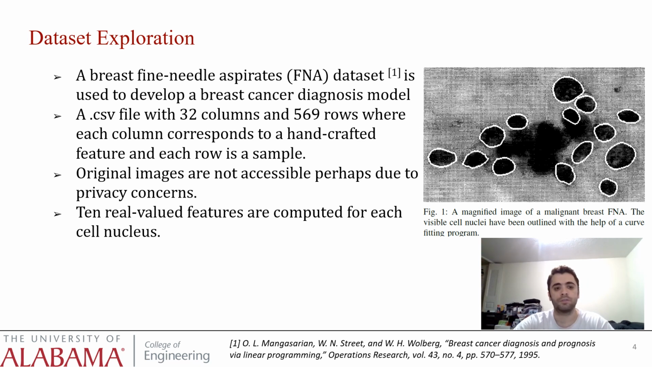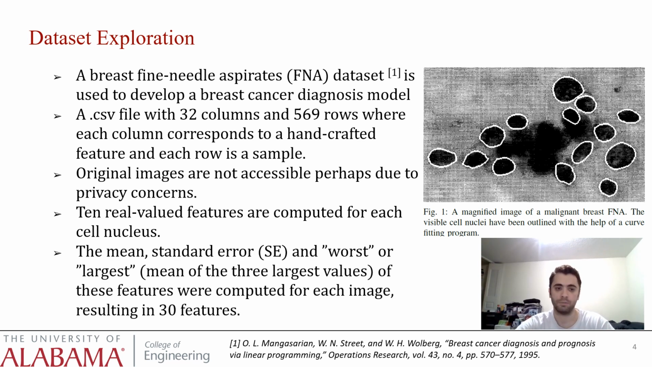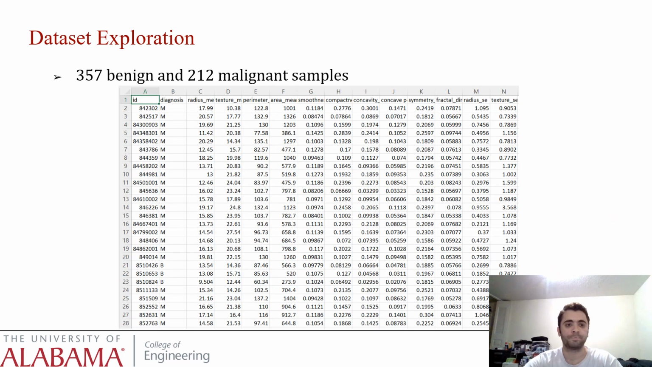Ten real-valued features are computed for each cell nucleus, as you can see in this image. The mean, standard error, and worst or largest of these features were computed for each image. So 10 times 3 makes 30 features in total. The dataset looks like this, basically.